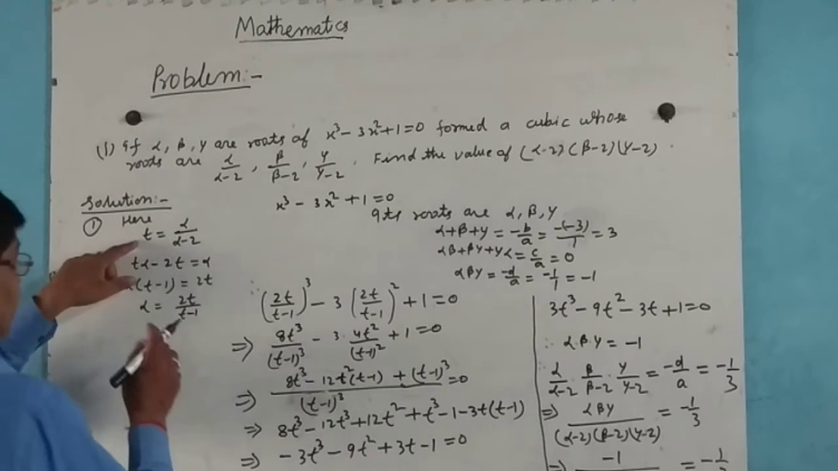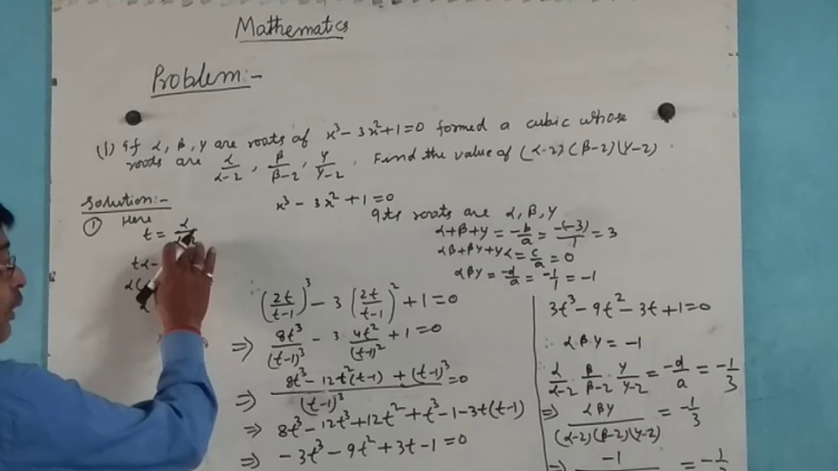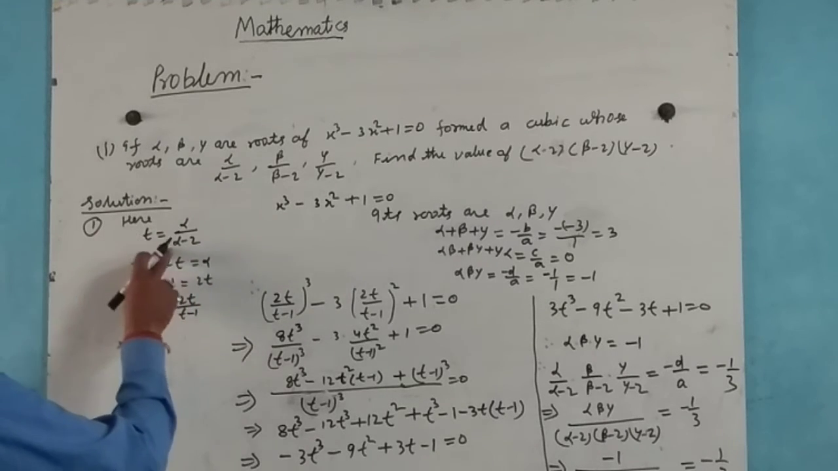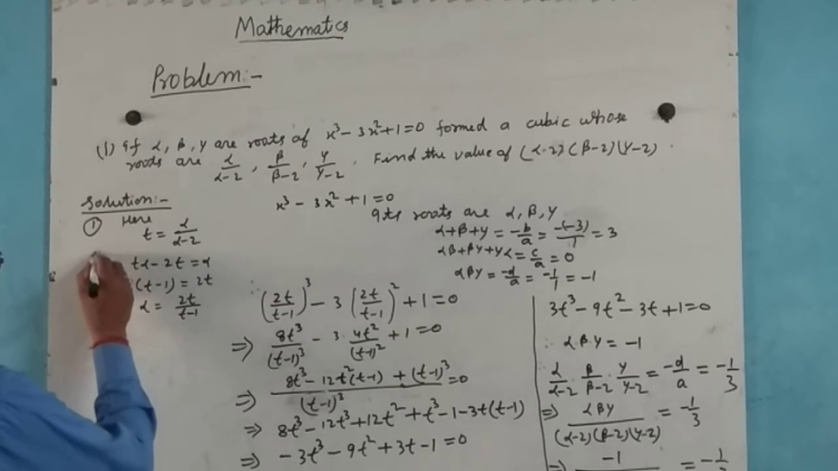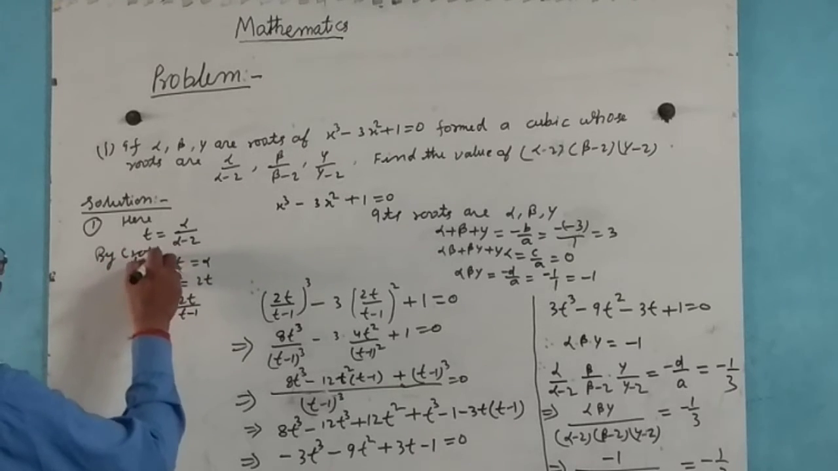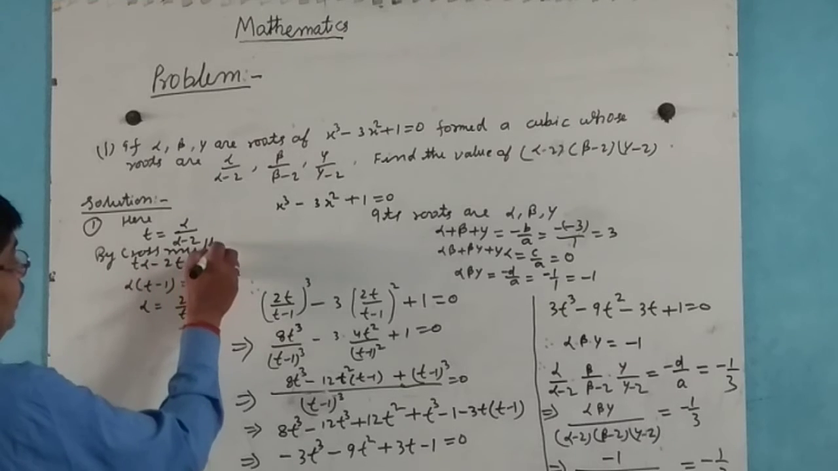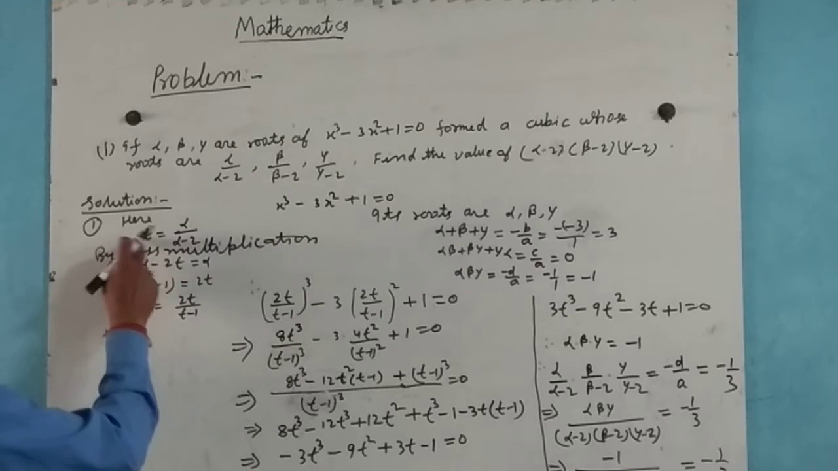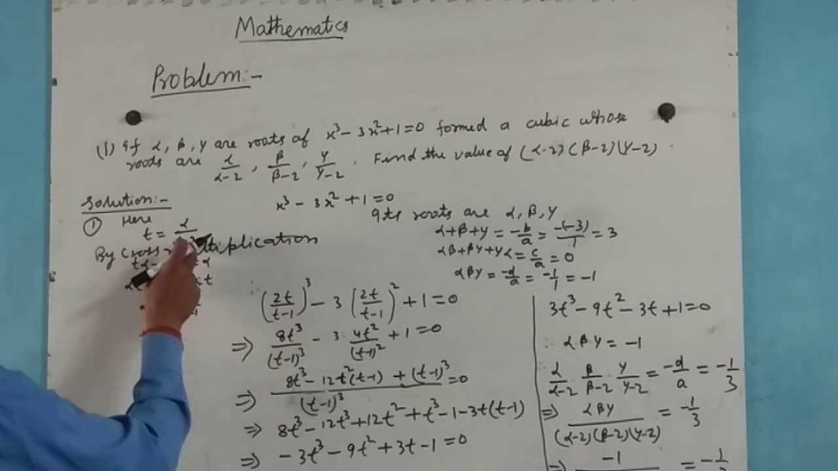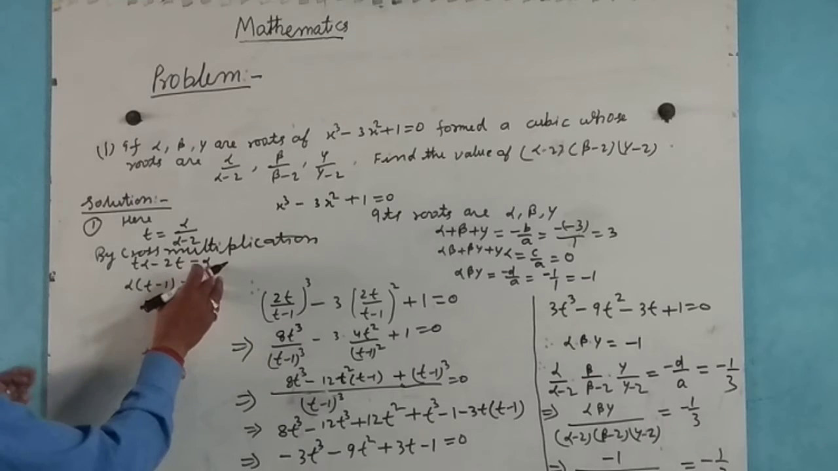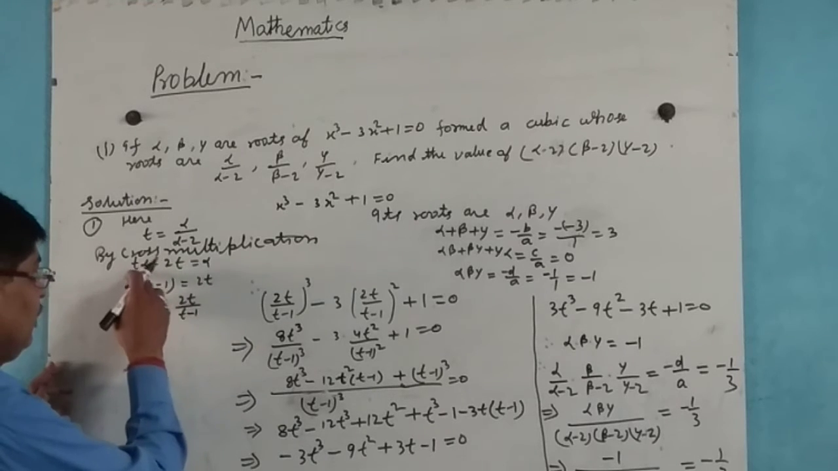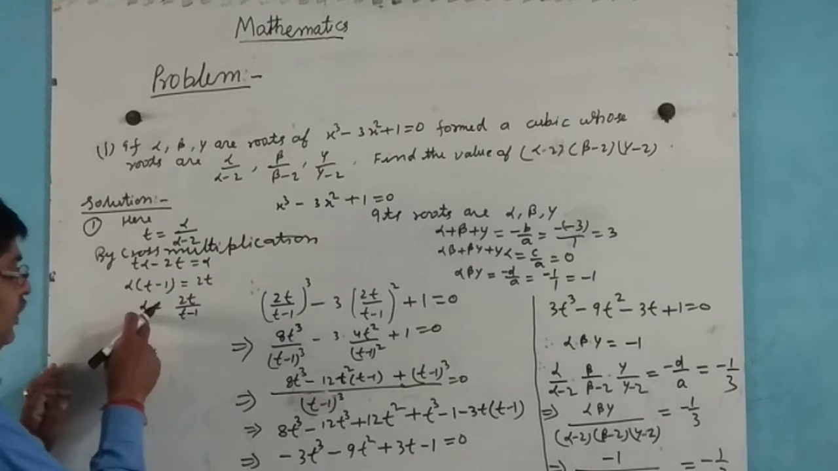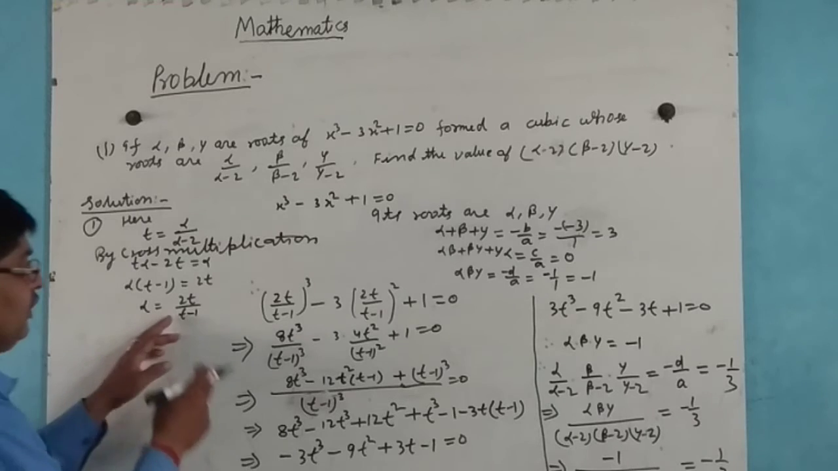Now let us suppose that t equal to alpha divided by alpha minus 2. We transpose the roots. Then by cross multiplication, t alpha minus 2t equal to alpha, and we transfer alpha here and take alpha common, t minus 1, and this equal to 2t, so that alpha equal to 2t by t minus 1.